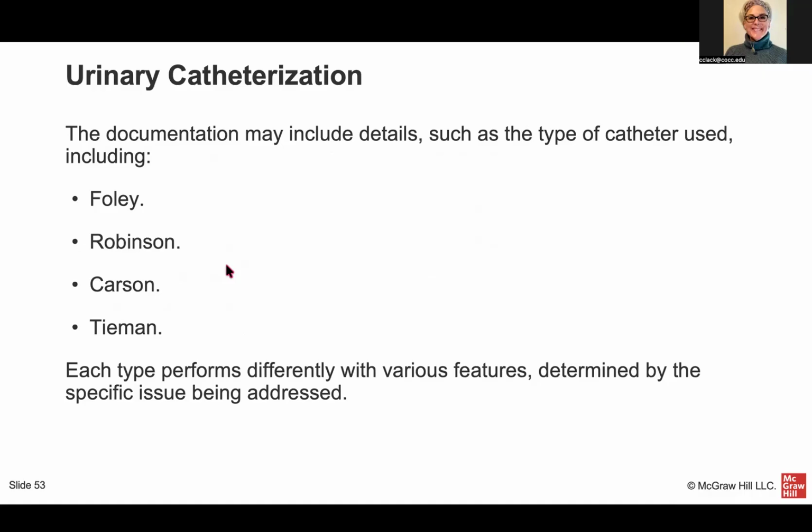A Foley catheter is an indwelling catheter with an inflatable balloon to hold it in place in the bladder, and is standard for long-term drainage. A Robinson catheter is a straight flexible catheter used for in-and-out catheterization. A Coude catheter is specifically designed for male patients with prostatic obstruction. Then there's the Tiemann catheter, which has a curved tip to navigate the curves of the male urethra.